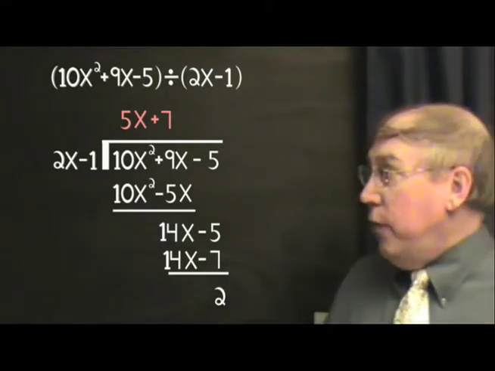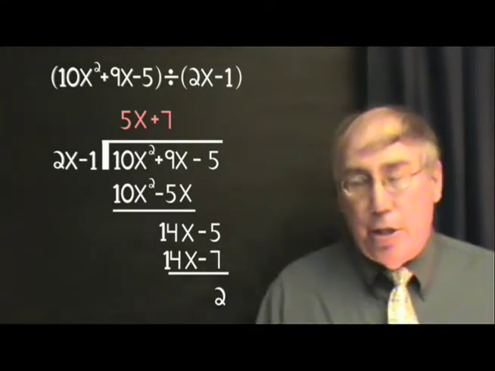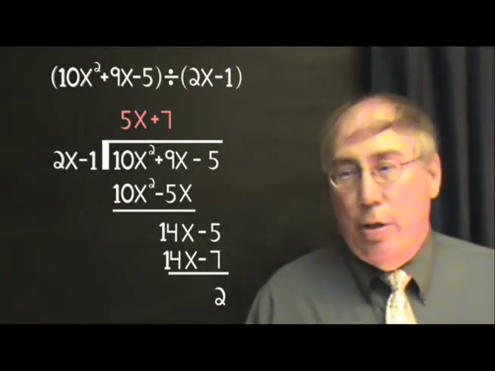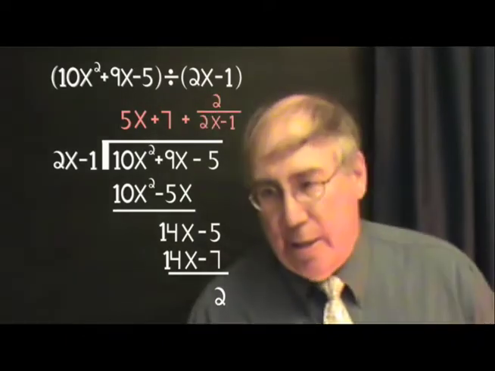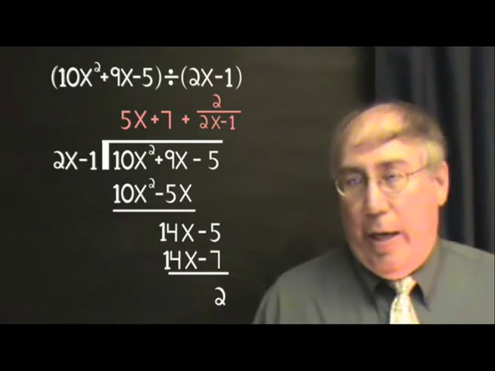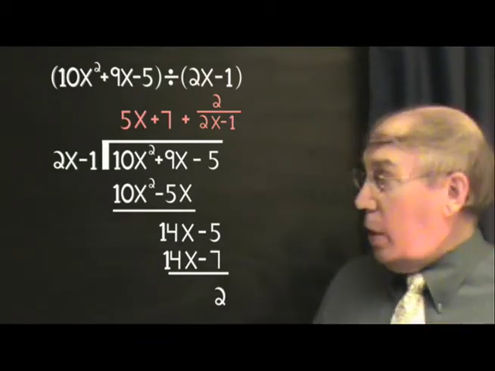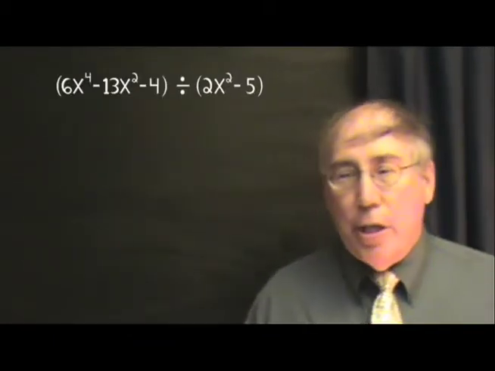Or we get 5x plus 7 plus 2 over 2x minus 1, and I'm not going to check this. Okay, now the next problem, follow the same procedure.